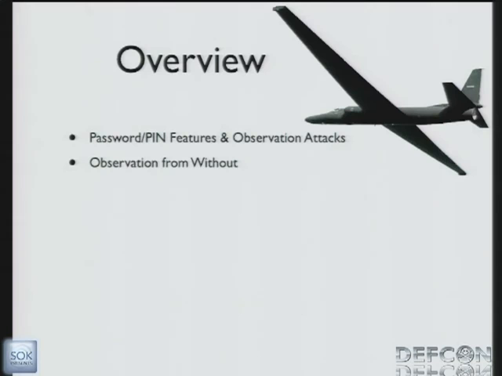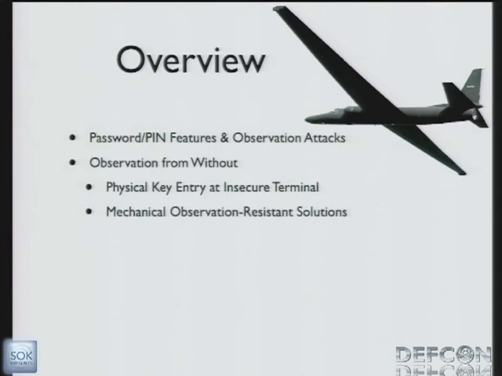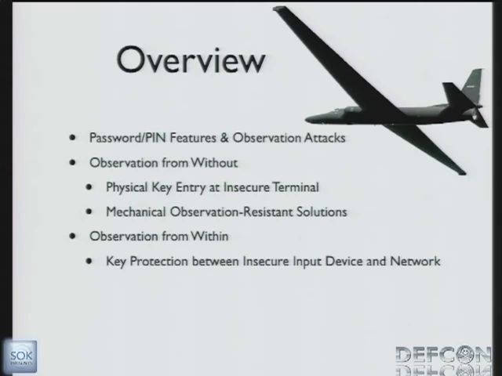So first of all, being observed from outside, so physical key entry at an insecure terminal, and some mechanical and electromechanical observation-resistant solutions to that problem. Secondly, observation from within a compromised terminal, so being watched from the inside and protecting your key between your insecure input device and the network and the bank, and whatever way you can secure it, or you can do a better job of securing it.